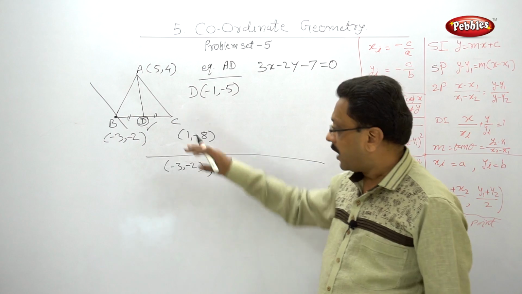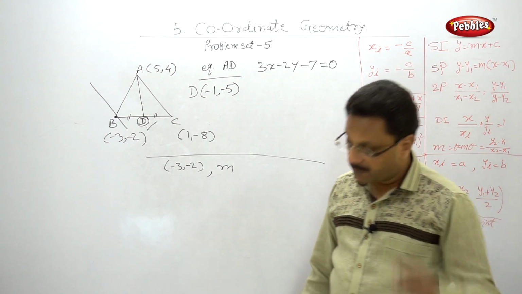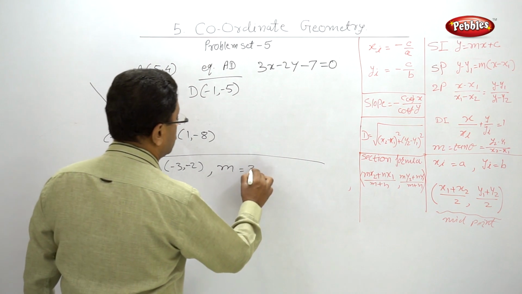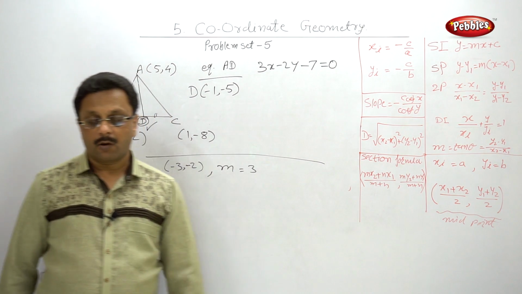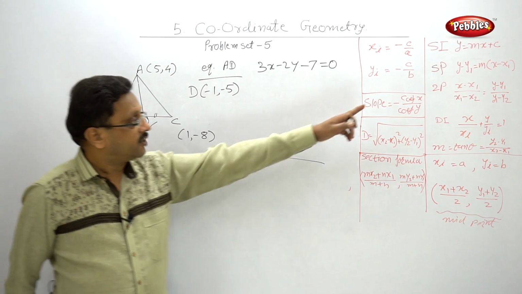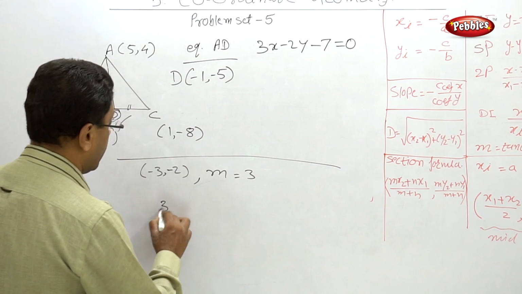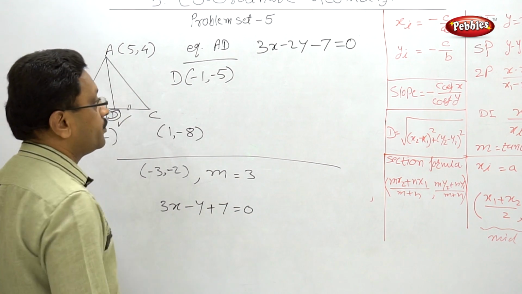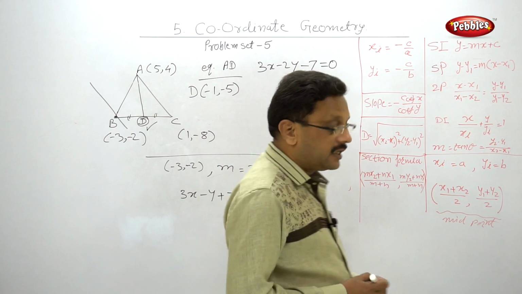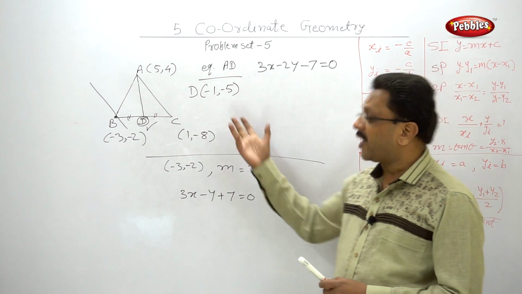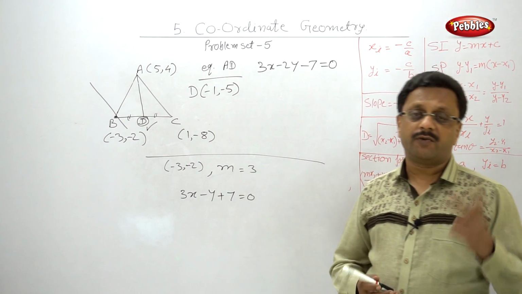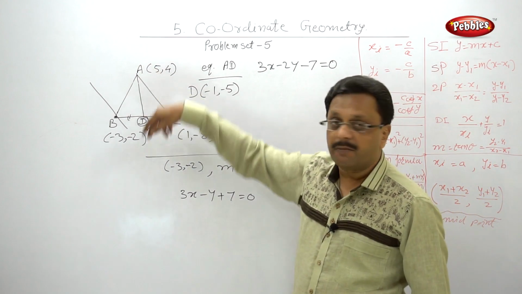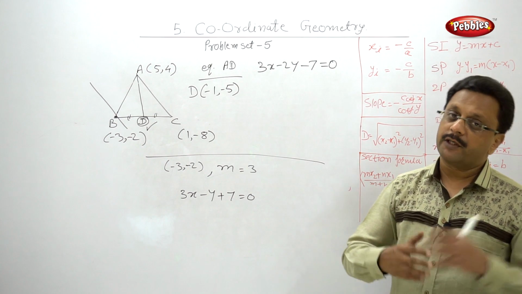Please pause your video and solve the second part of it. Please do it now. The slope of the line, m, is equal to 3. Okay. And now what is the equation of the line we have got? 3x minus y plus 7 equal to 0. A simple example, only lengthy, because it is a 5 marks example. Two things we had to find out: two equations of lines. One is the median, which is very simple. We have done it so many times.